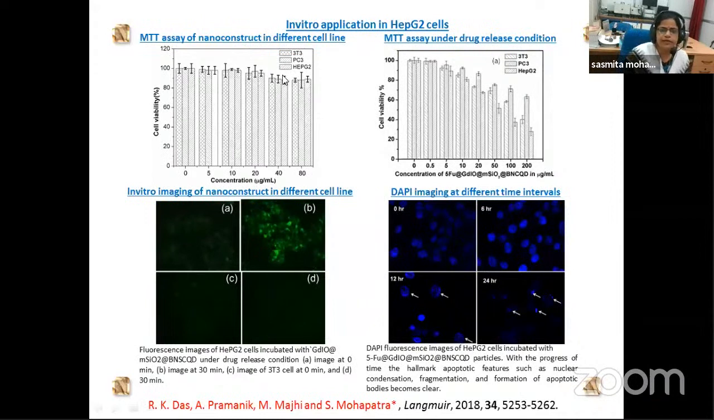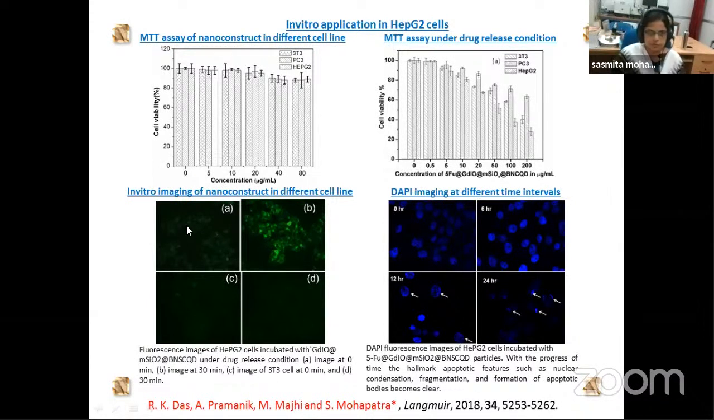and we verified it in different cells. We have seen the cytotoxicity of this developed theranostic system. When there is no drug, there is no significant change in the cell viability. But when the drug was released under low pH, meaning stimuli responsive, in the presence of the stimuli the drug was released and there is a significant drop in the cell viability. That means it is nicely working for controlled drug release.